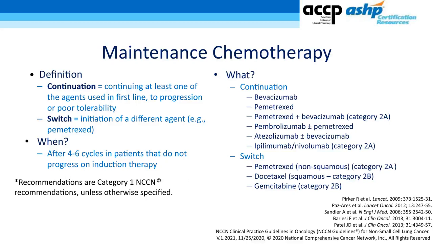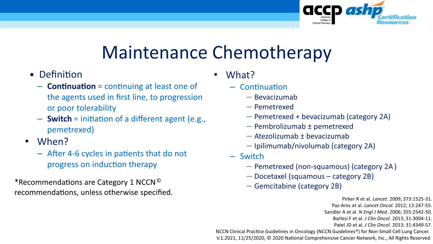This slide summarizes the many different maintenance options for patients. I will say it's important to understand the different definitions that were used in the non-small cell lung cancer space for maintenance. That being continuation maintenance, which would be continuing at least one of the agents used in the first line setting, to the point of continuing until progression or poor tolerability. However, one that has fallen out of favor and is less popular is switch maintenance, where you would initiate a different agent not utilized in the frontline setting as your maintenance option.